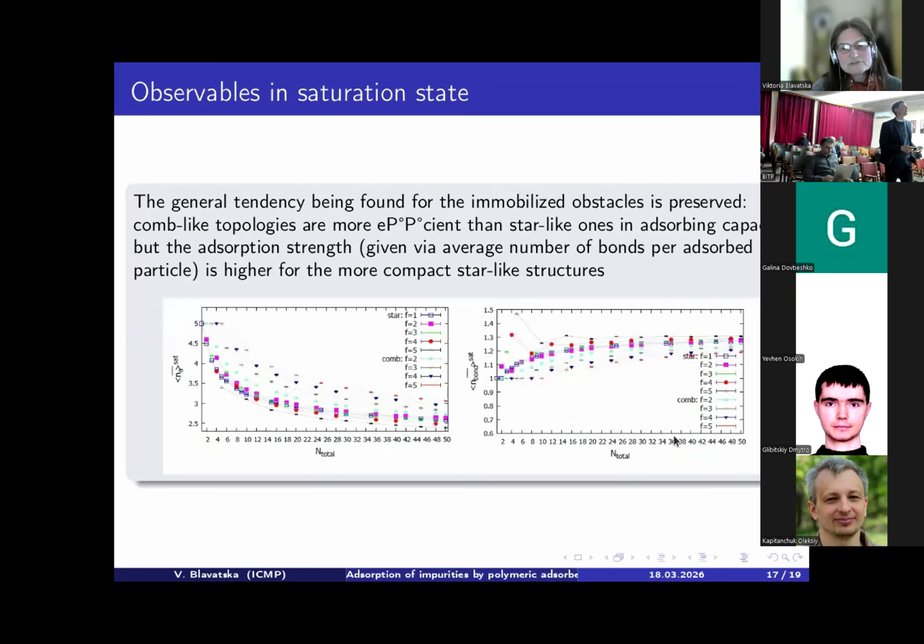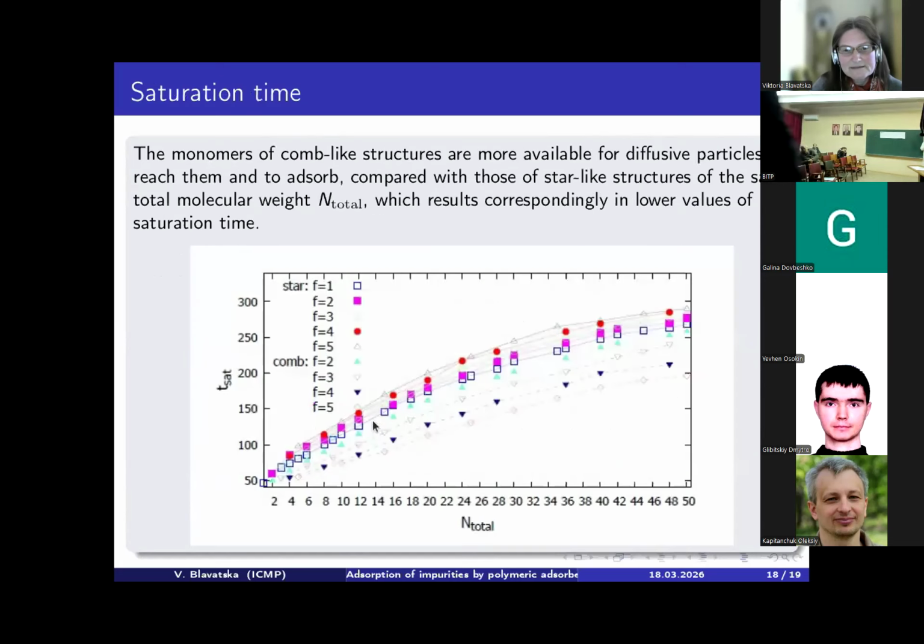Again, the main tendency in the case of diffusive particles is the same as we discussed before, and the main finding actually is that star-like structures are more effective in establishing more than one chelation bond with pollutant particles, while complex structures are more effective in actually adsorbing as many particles as possible.